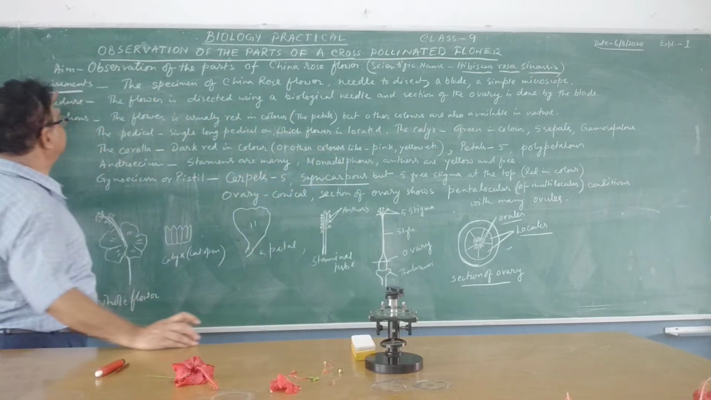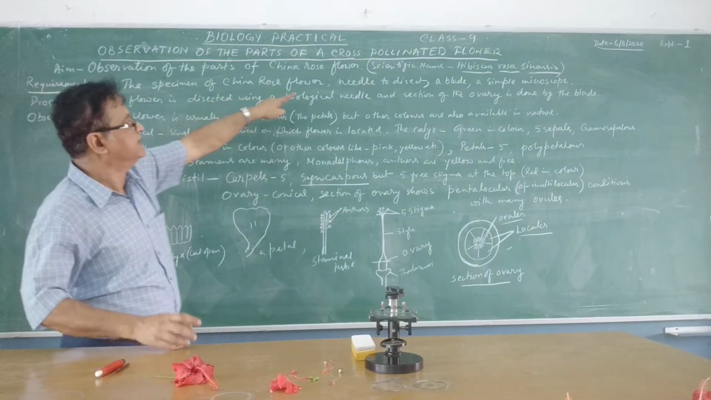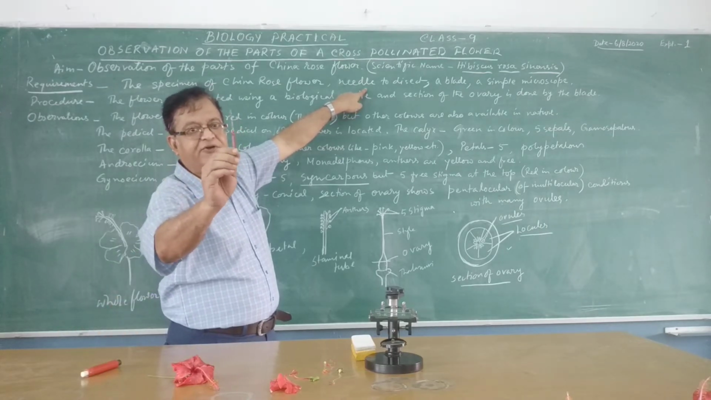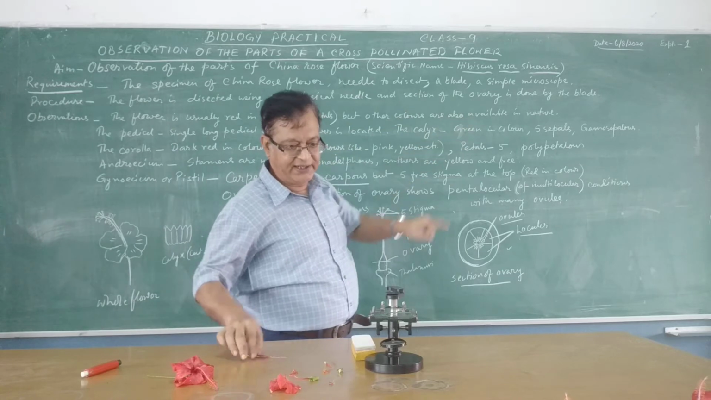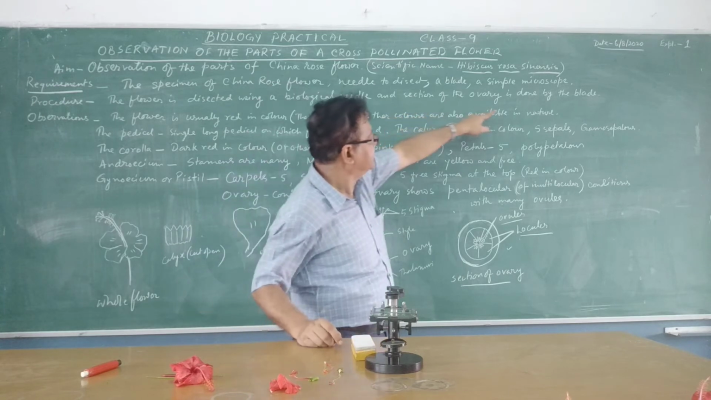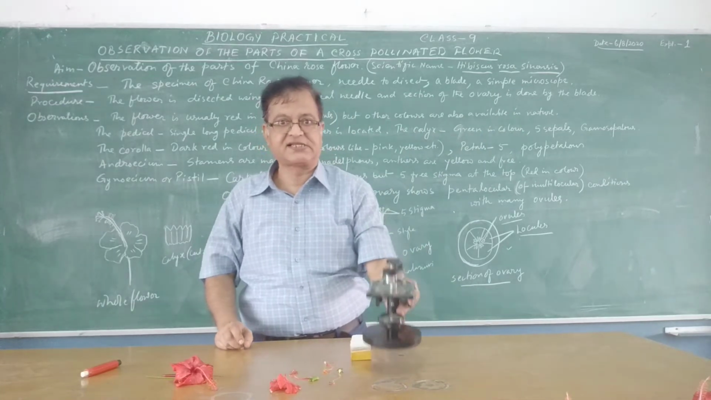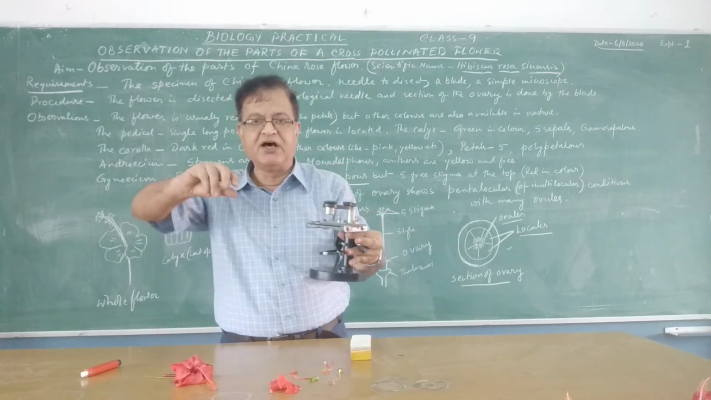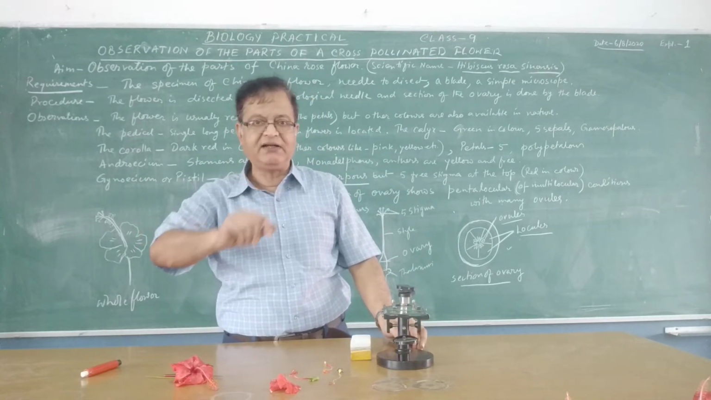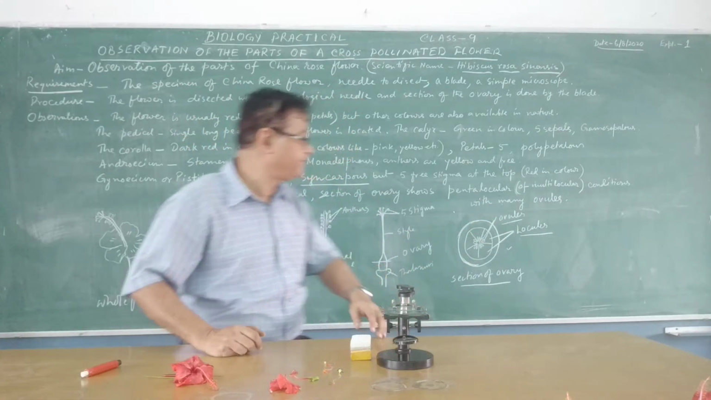Then next is requirements. For the practical, the requirements are the specimen of China rose flower, a needle to dissect. This is the biological needle by which we are dissecting the flower. A blade for taking the section of ovary, and a simple microscope. The simple microscope is used for seeing the ovary chambers from the section of ovary. Though you cannot see the picture of that, I have given the diagram of it. A lens can also be used.